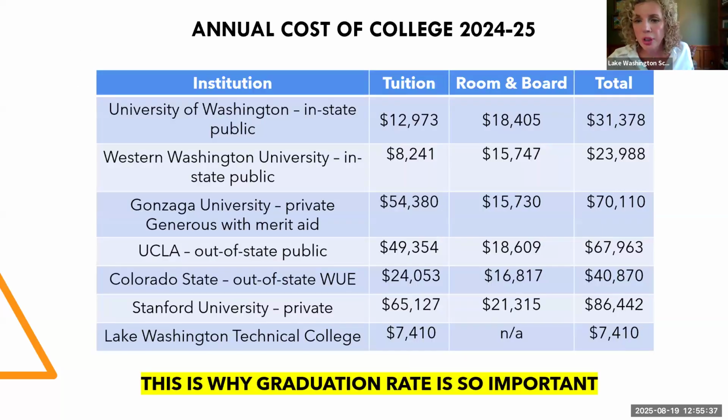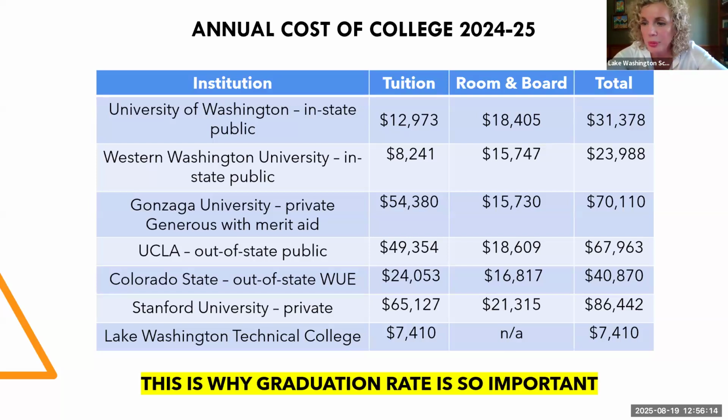This shows you the annual cost of college, which means this is the cost every year, and college costs are going up every single year. You can see UW is low 30s. Western's a little bit less expensive. Gonzaga, as I said, is a private school, but if a student is strong, they can often get very generous money. UCLA, 67,000 right now. Colorado State is a WUE school, so I was showing the WUE pricing. Stanford, and then I showed Lake Washington Technical College, or I could say Bellevue College or Seattle Central College.